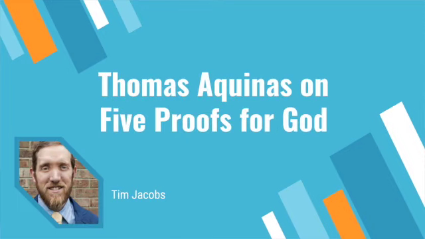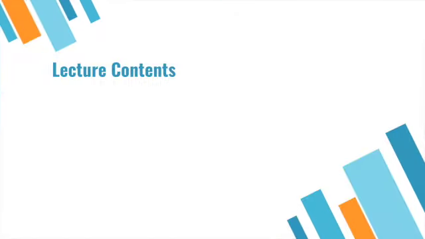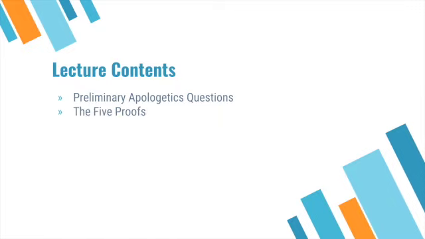Let's talk about Thomas Aquinas' 5 proofs for the existence of God. First, we'll talk about some of his preliminary apologetic questions. Apologetics is just a word that means the defense of the existence of God or the defense of a religion. Apologetics, it's a certain kind of doing philosophy. And then we'll look at the 5 proofs themselves.